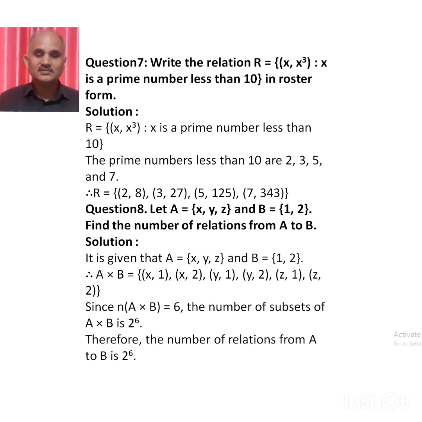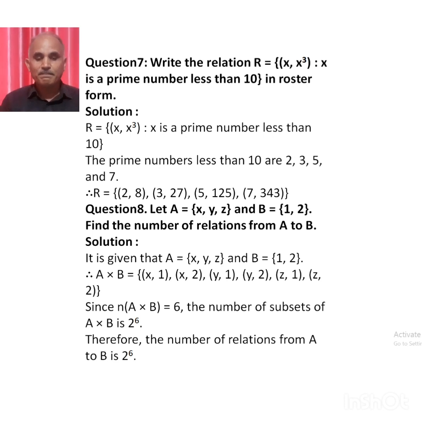So the relation we developed is (2, 8), since 2 raised to the power 3 is 8; (3, 27), since 3 raised to the power 3 is 27; (5, 125), since 5 raised to the power 3 is 125; and (7, 343), since 7 to the power 3 is 343. So we have to develop the relation on the basis of (x, x to the power 3). It means whatever number we take as the first member of the ordered pair, we have to get its cube as the second member of the ordered pair.